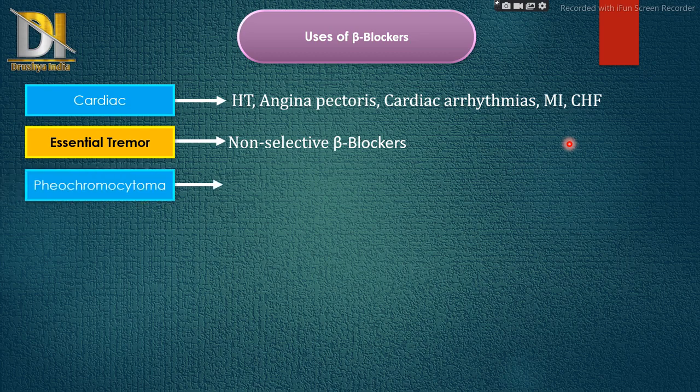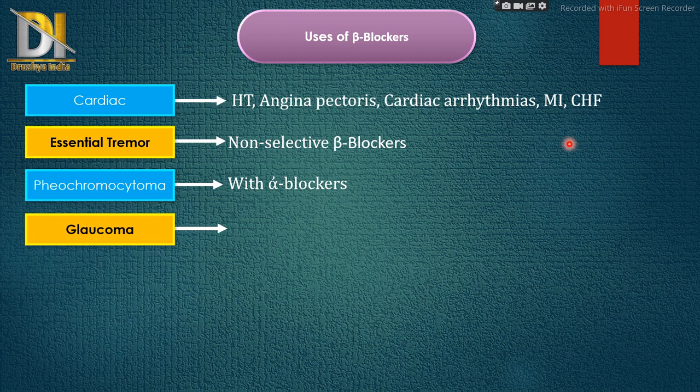Then next is pheochromocytoma, that is tumor of adrenal gland. For treating pheochromocytoma, it is used with alpha blockers, but alpha blockers are given prior, nearly 30 minutes prior to beta blockers. Then next is glaucoma. In glaucoma it decreases aqueous secretion. In one separate video we will cover glaucoma.